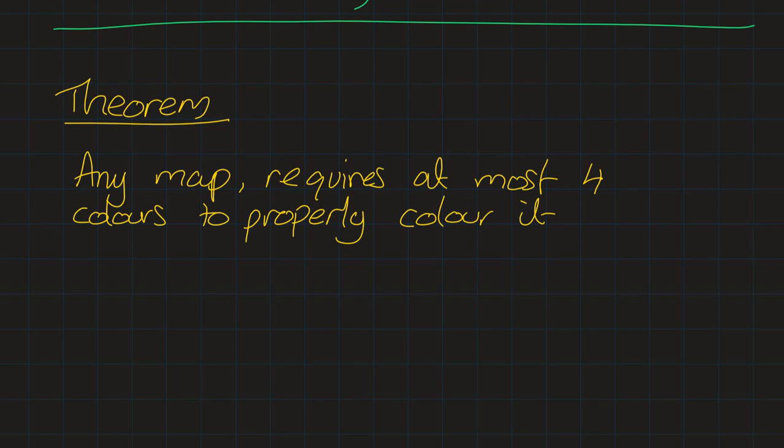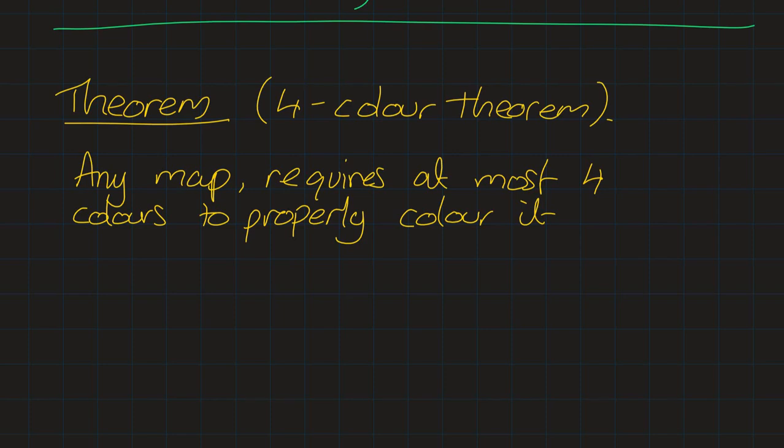And when I say properly color, I mean color it so that no neighboring states or no neighboring cities or counties or whatever your map represents have the same color. And this theorem is called the 4-color theorem. Okay? So it says that you need at most 4 colors.